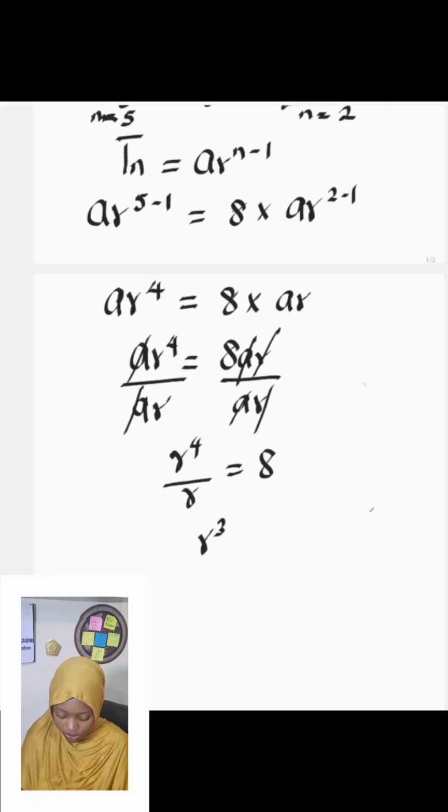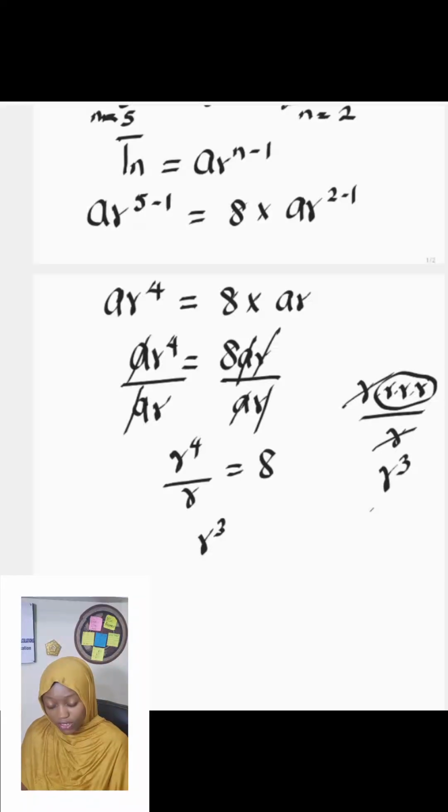Now let me show us how we got R to the power of 3. R to the power of 4 means R in 4 places divided by R. Look at this. R cancels out R, we have 3 R's left, right? And if you multiply 3 R's, that gives us R to the power of 3. So I hope that's clear. So now this is equal to 8.